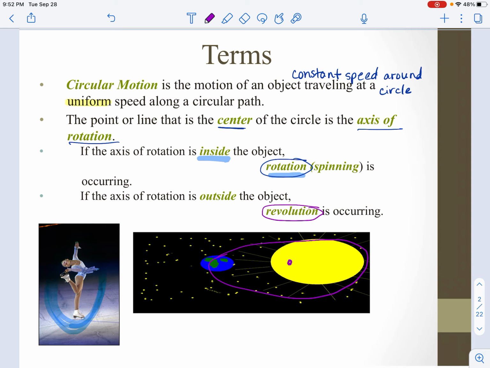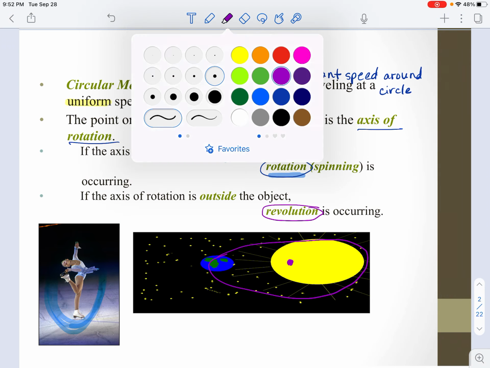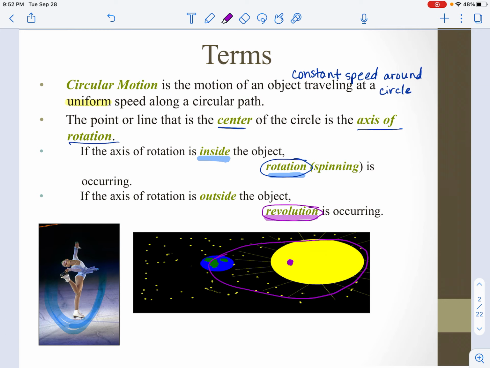But the center of that circular pattern that it is following is not located within the earth itself. It is located outside of the earth. In fact, it is located at the sun. So when we say a revolution, this is where the axis of rotation or the center of the circle is located outside of the object. So these are some basic vocabulary words that you will need to know and be able to correctly identify these definitions in the future.